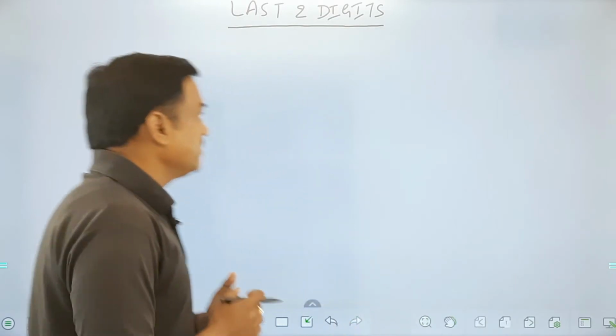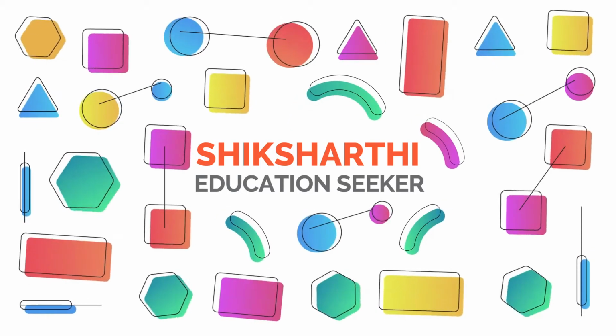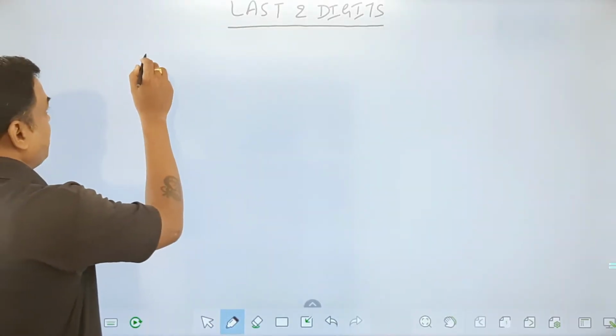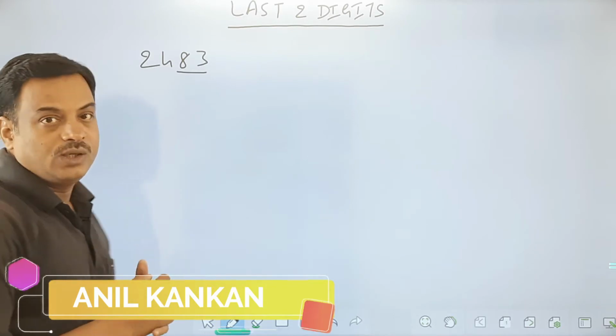What is last two digits? Let's understand. Suppose if I have something like 2, 4, 8, 3, these are my last two digits.